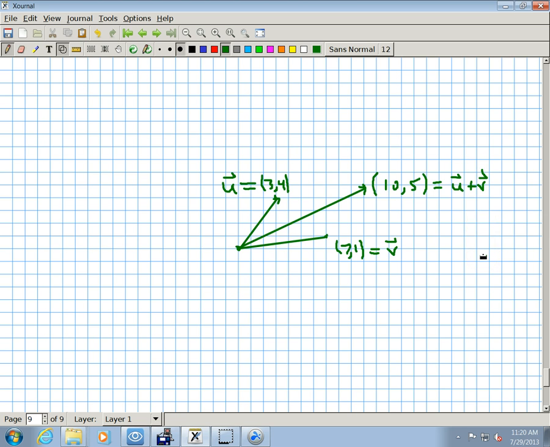Now, while we're at it, how do you suppose you subtract vectors? How do you subtract 3, 4 and 7, 1? Let's say 7, 1 minus 3, 4. How about that? What's 7, 1 minus 3, 4? 4, negative 3. All right, so let's do 4. 1, 2, 3, 4, negative 3. 1, 2, 3 is down here.